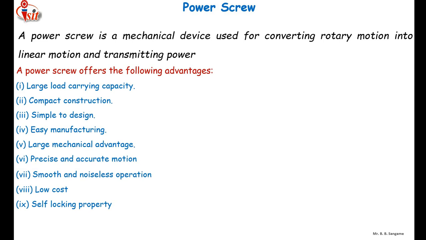There are three essential parts of the power screw, that is the screw, nut and the body which holds the screw and nut.